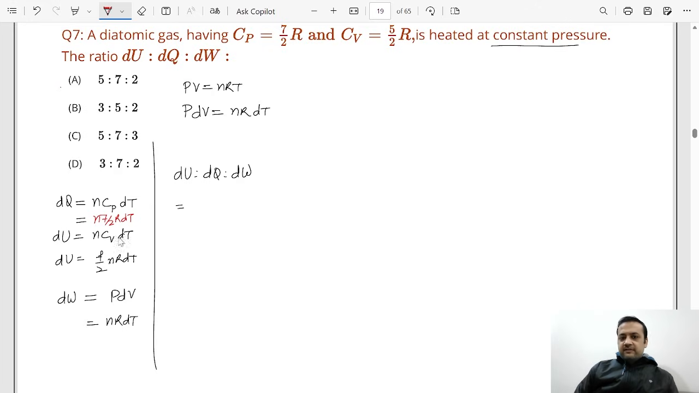And Cv will be 5 by 2 R. So if you look, nR dT is present here, here, and here. Since in the ratio nR dT will not create any impact, you can leave it out. dU will have f by 2 left, or you can say f is 5, that means dU will have 5 by 2 left. Then for dQ you will have 7 by 2 left, and for dW you will have 1 left. If you want, you can multiply the whole thing by 2, so you will have 5 is to 7 is to 2. So option A will be the correct one.